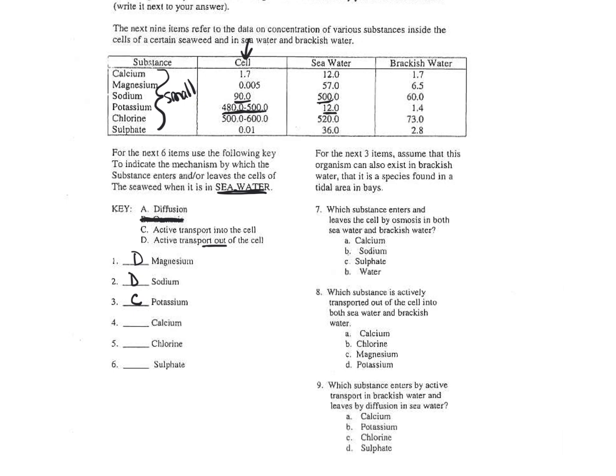Let's take a look at calcium. Calcium, 1.7 in the cell. It's much higher in seawater, which means the cell is going to be constantly taking on calcium. The calcium is diffusing in. The cell doesn't want all that calcium, which means it has to pump the excess calcium out.